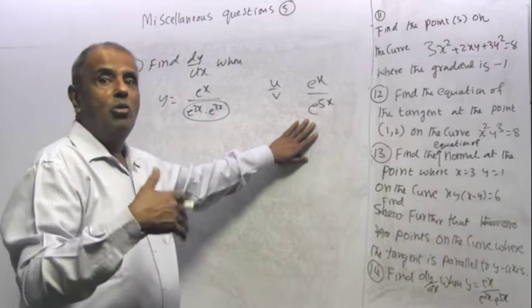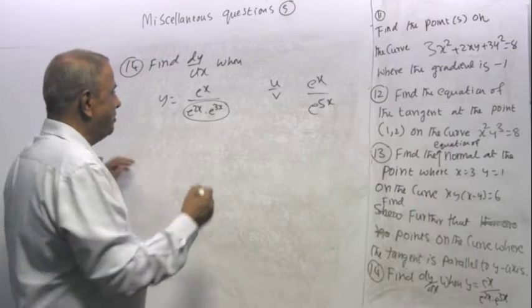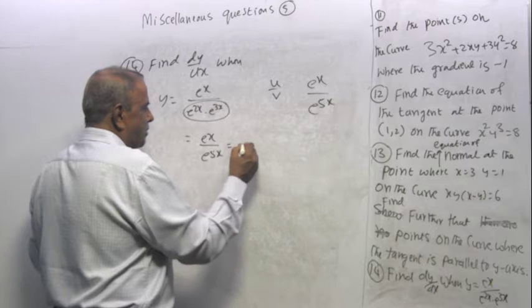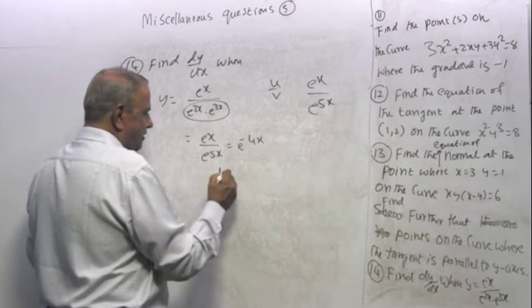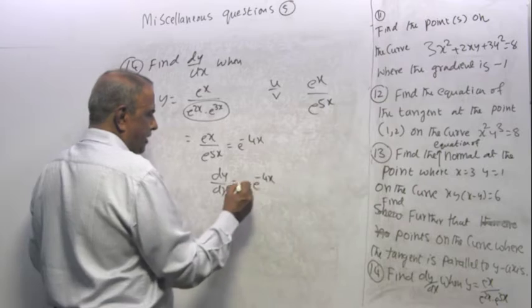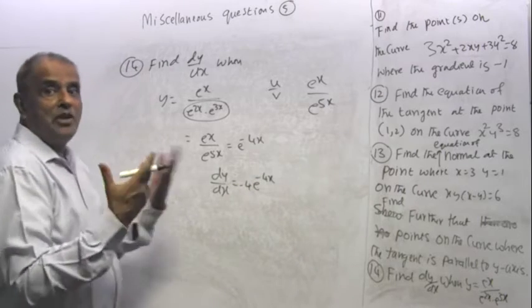They still use u over v. No need, you see, because this is e power x over e power 5x, which is e power minus 4x. So dy by dx of e power minus 4x is minus 4 e power minus 4x. Simple.